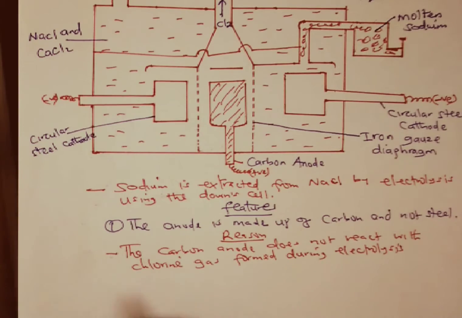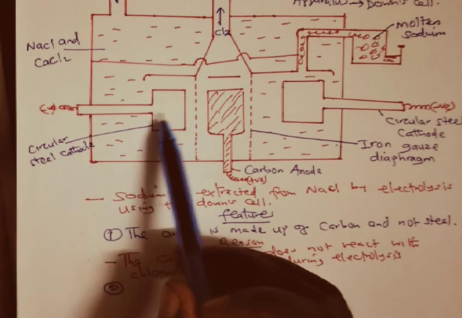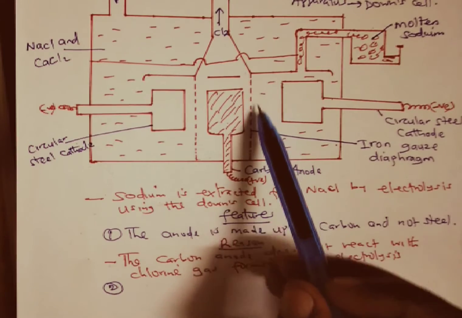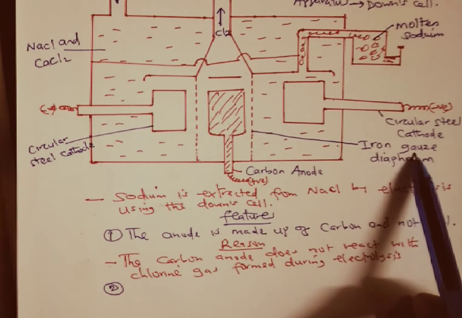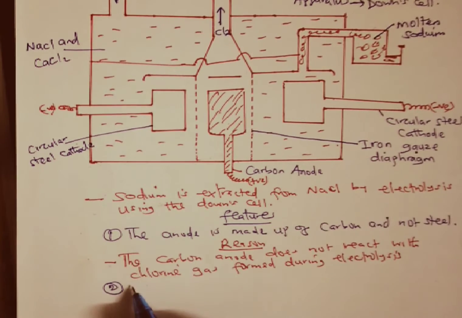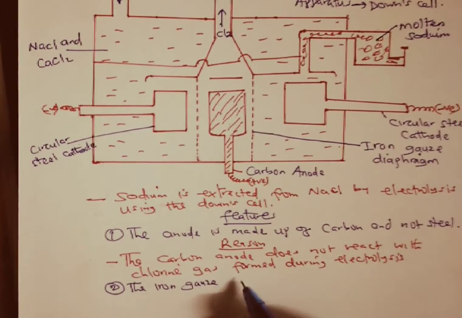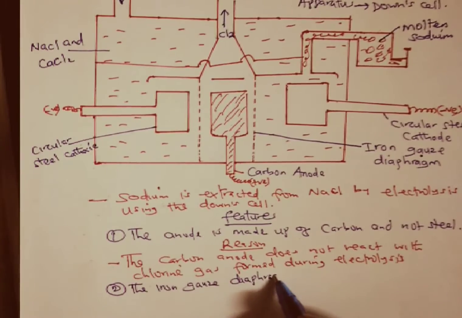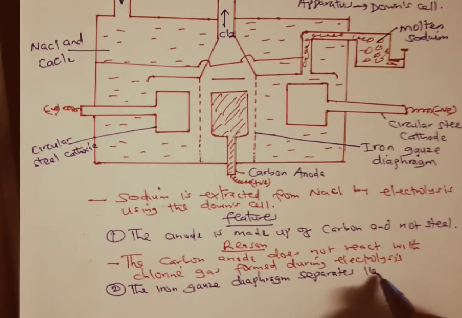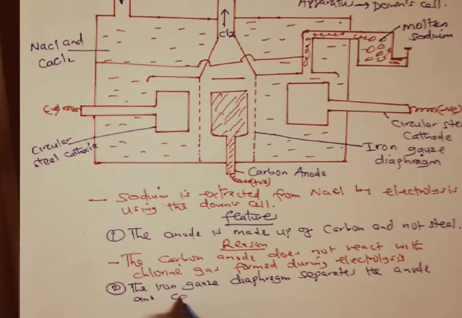Number two, if you look at the Downs cell, between the cathode and the anode, we have an iron gauze diaphragm, and the function of the iron gauze diaphragm is to separate the anode from the cathode. The iron gauze diaphragm separates the anode and the cathode.